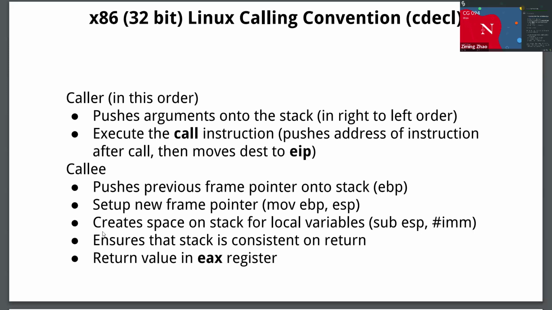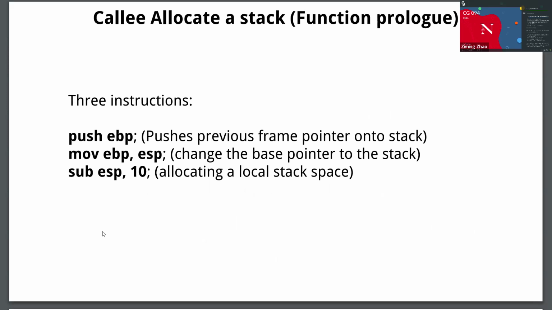Then when it returns, it makes sure that the stack is consistent as when it was called. Then it puts its return value in the EAX register. So that's the callee's job. We are going to see some examples later. Most functions follow this kind of calling convention, and compilers will follow this calling convention. That's why the beginning and the end of all functions look very similar.